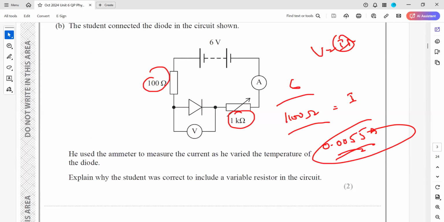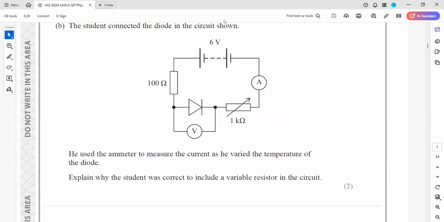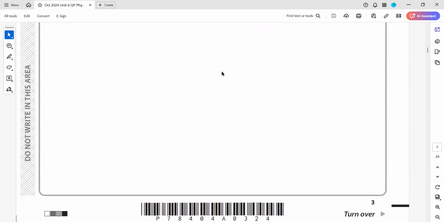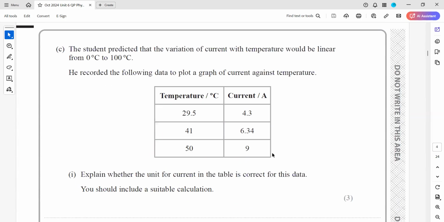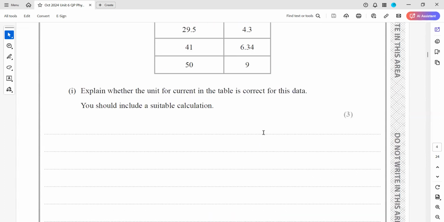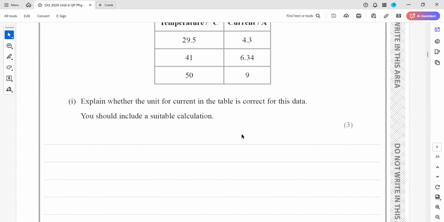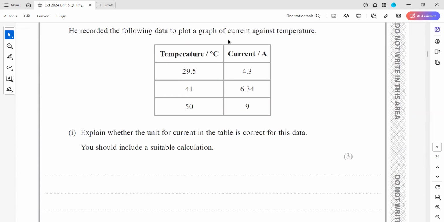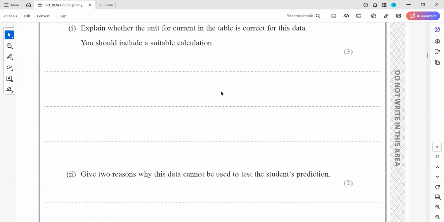As you can see, the values are in the range of 9 ampere, 6.3 ampere, which are very high, unrealistic values. So the table is not correct, because the maximum current in the circuit should be about 0.0055 ampere, which is much lower than any value shown in the table.